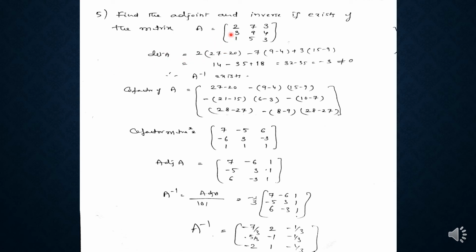Determinant of A is equal to, by using the Laplace expansion along the first row, 2 into (27 minus 20), minus 7 into (9 minus 4), plus 3 into (15 minus 9). So 27 minus 20 is 7, 7 into 2 is 14; minus 9 minus 4 is 5, 5 into 7 is 35; 15 minus 9 is 6, into 3 is 18. That is 14 plus 18 is 32, minus 35, which is equal to minus 3, which is not equal to 0.